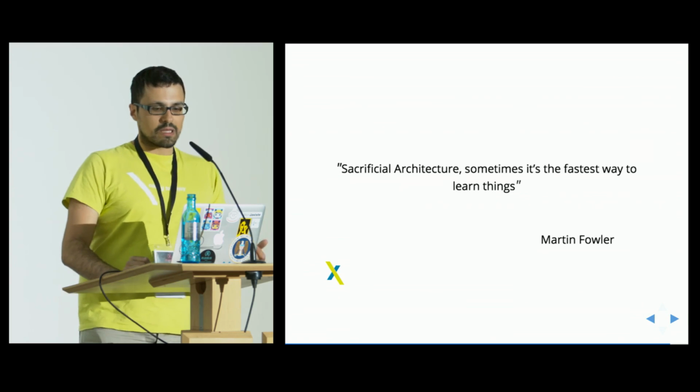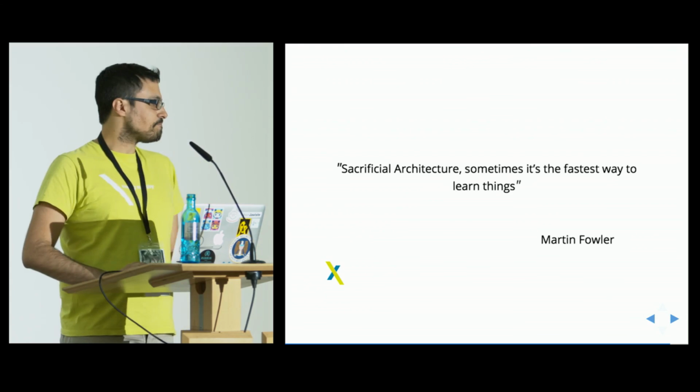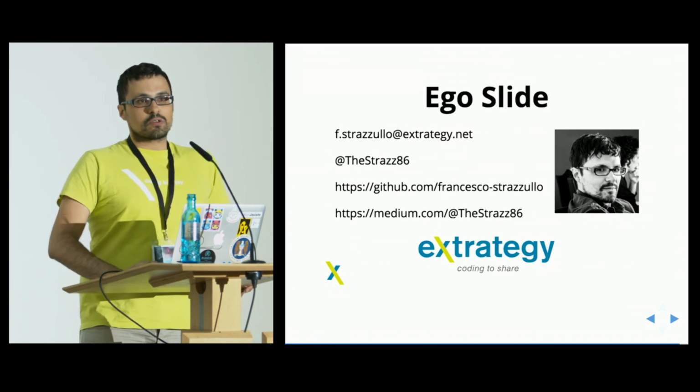Because we, as a community, don't know how we'll write JavaScript code in 2 years from now. I write very different code from myself 2 years ago. And probably in 2 years in the future, I will write very different code again. So we need to learn new things constantly. And to end the talk with a real quote this time, sacrificial architecture sometimes is the faster way to learn new things.